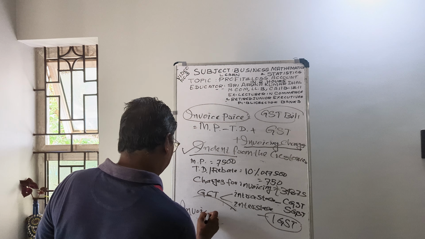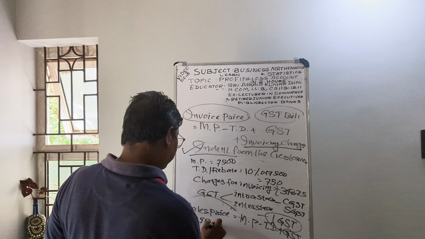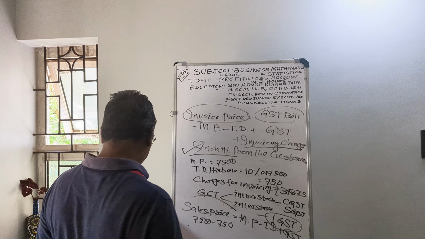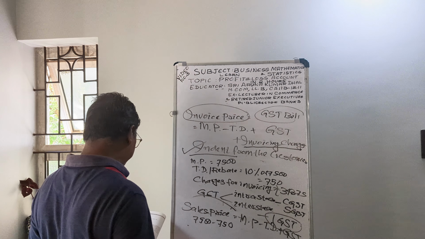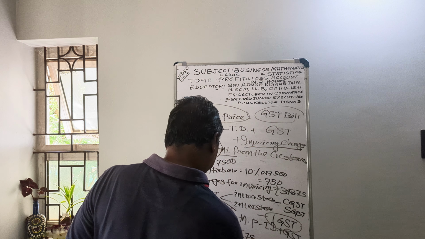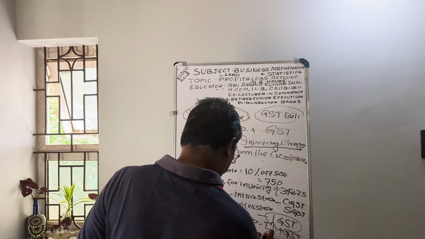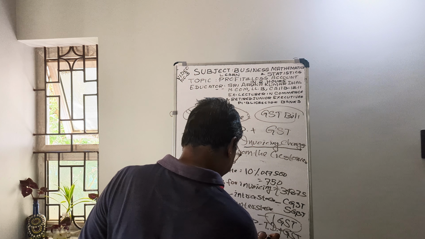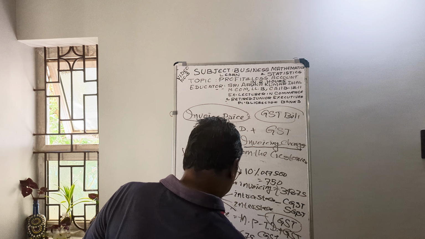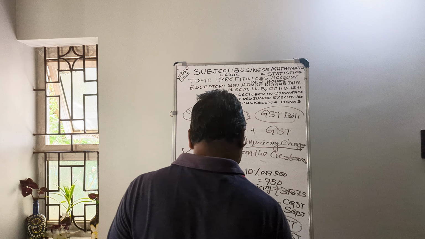So here mark price is 7,500 and trade discount is 750, and that is 6,750, and GST suppose 5%. 5% means it is distributed equally. 5% of 6,750 is 337.50. So 337.50 will be distributed equally between the state government and the central government.